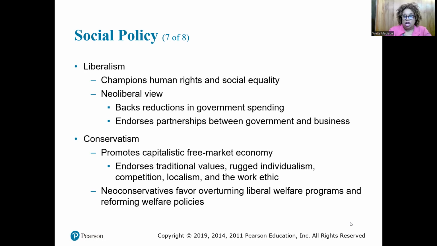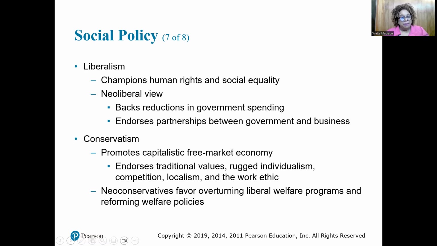The Elizabethan Poor Laws were the ones that, again, were focusing on how do we make things right for people? How do we see people as humans? And that's kind of the perspective that the liberalism or the liberal perspective takes, is that it champions human rights and equity and equality. So when we're thinking about the liberals, again, a lot of times that comes from the perspective of the Elizabethan Poor Laws.